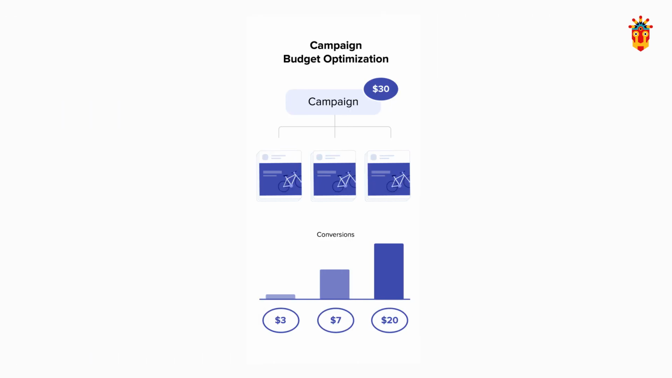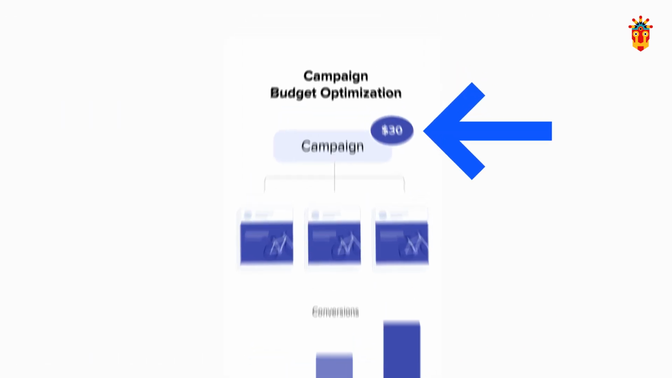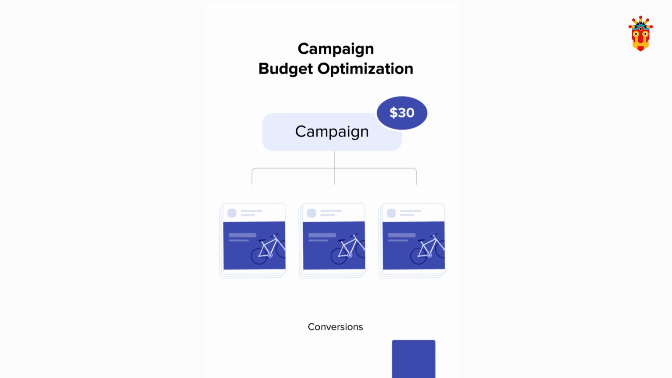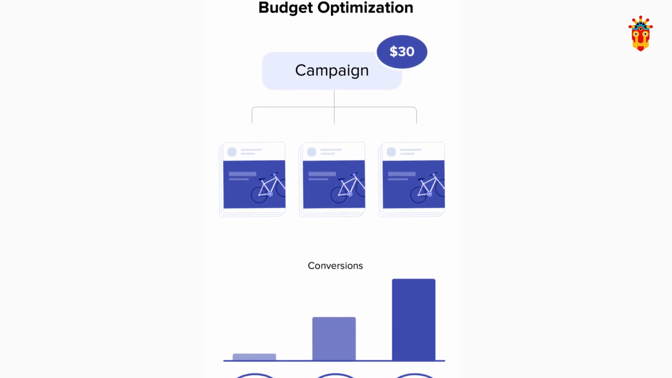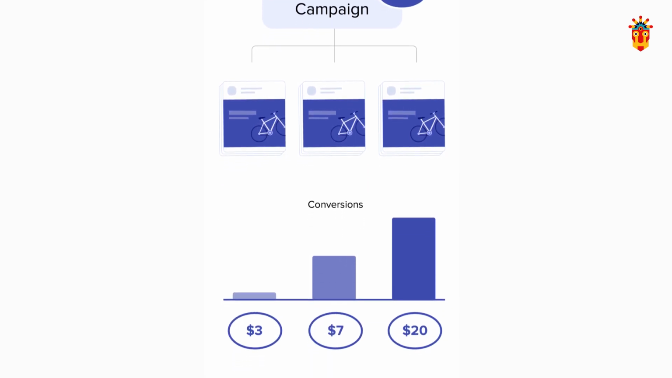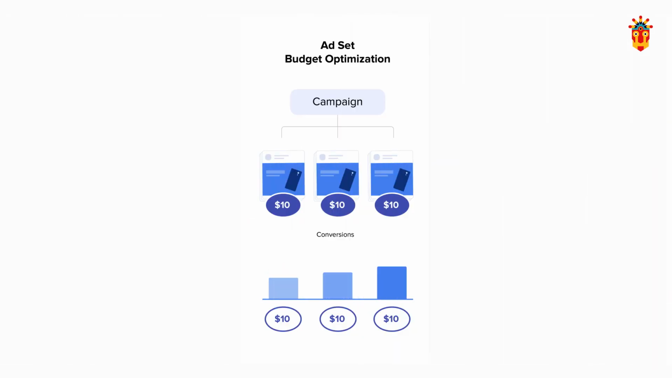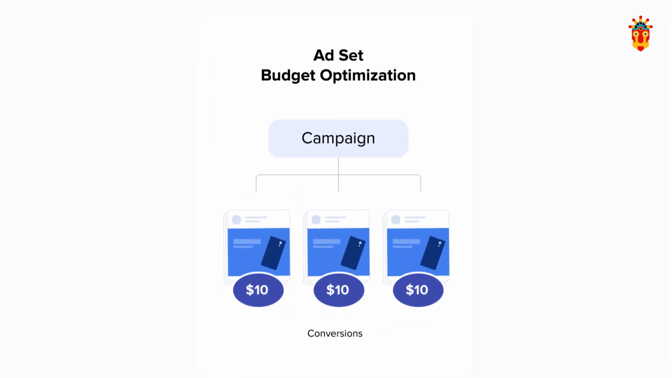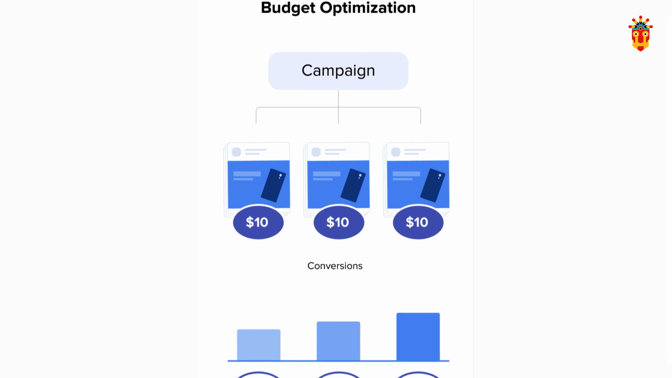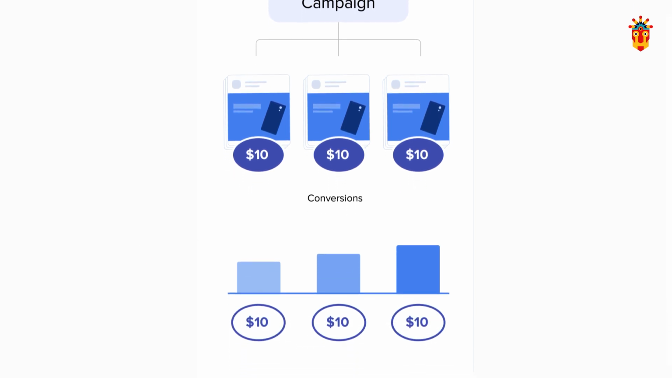Campaign Budget Optimisation is when the budget is set at campaign level and you hand over control to Facebook to distribute the budget according to what its AI predicts will be the best performing ad sets and ads. Ad Set Budget Optimisation allows you to set the budget at ad set level. This is the best option to use when testing new ads or audiences, as it removes one variable from your experiment.